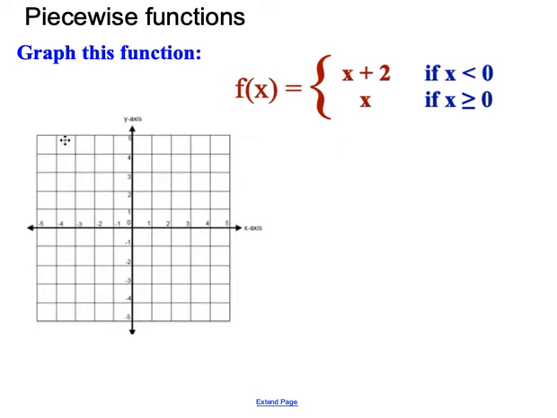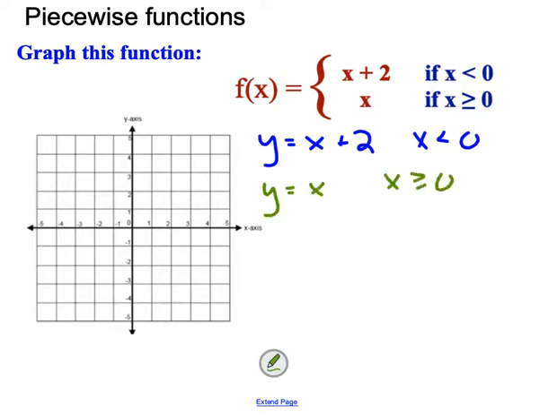So this example, f of x equals x plus 2 and f of x equals x, has a dividing line at x equals 0. If this looks confusing to you, you could think of it as simply y equals x plus 2 when x is less than 0, and think of it as y equals x when x is greater than or equal to 0. So those are the 2 functions we are going to graph, and then we're going to worry about the boundaries for when you look at each function later.